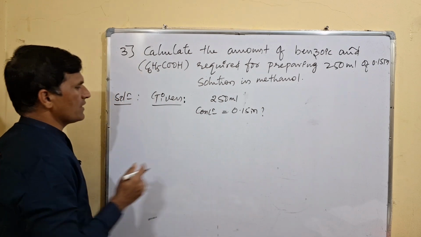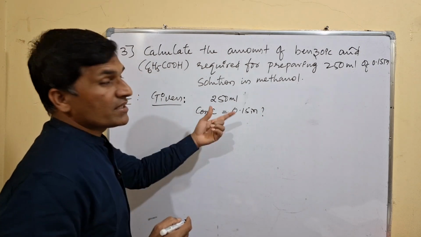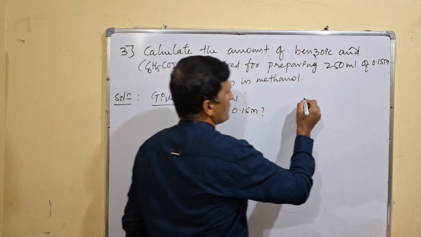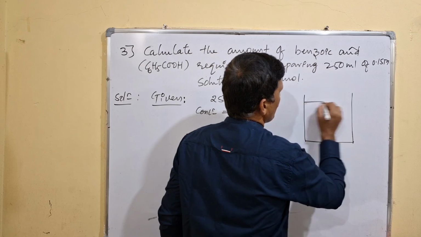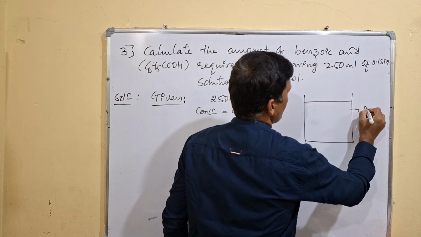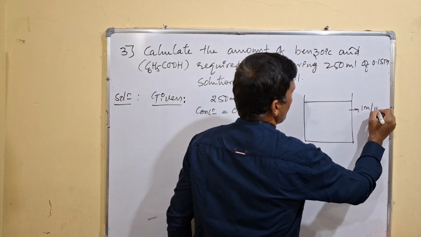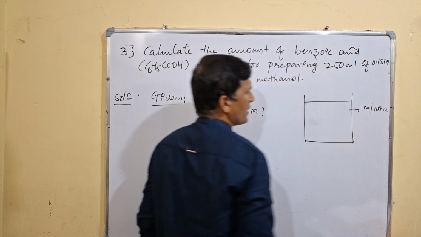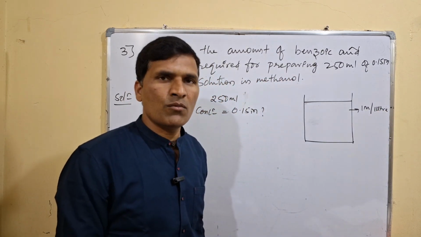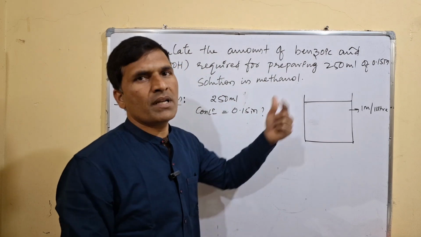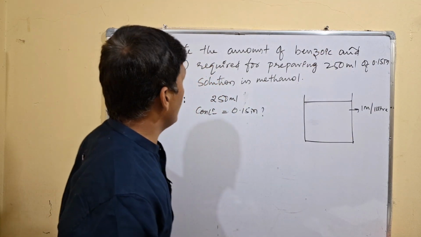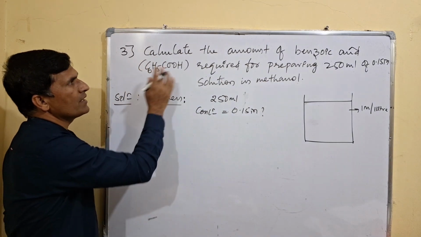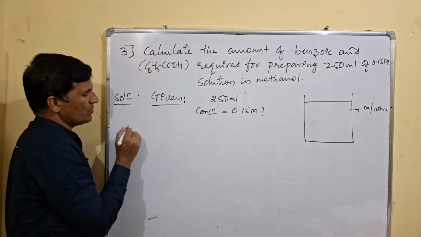So simple, we will understand that. We are preparing it in methanol. Try to understand this one. Always remember, molarity means 1 mole per 1 liter of solution, that is, the number of moles per liter. So 1 mole of the substance means how much, that we have to calculate. For that we again need the molar mass of benzoic acid.